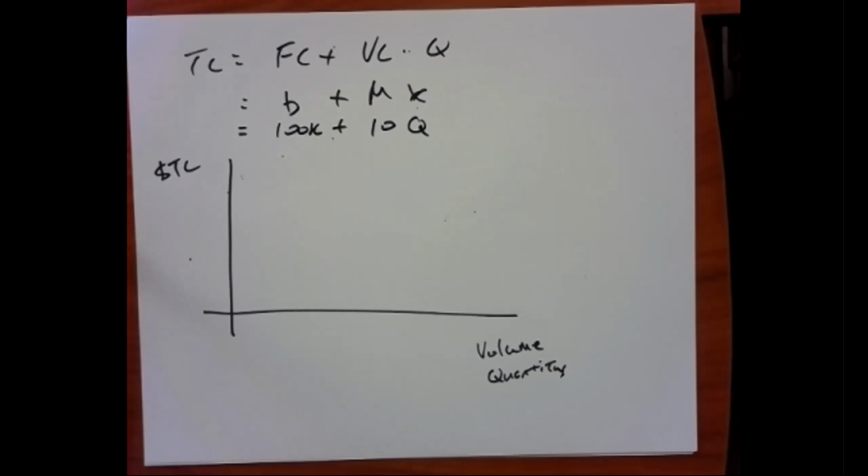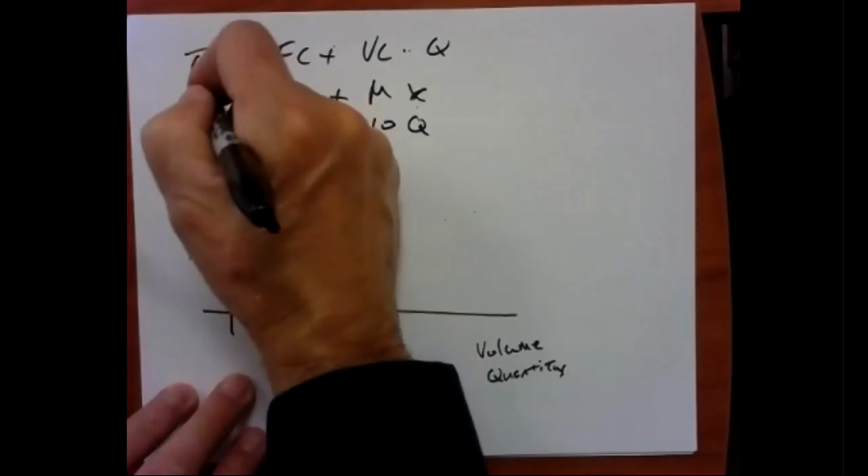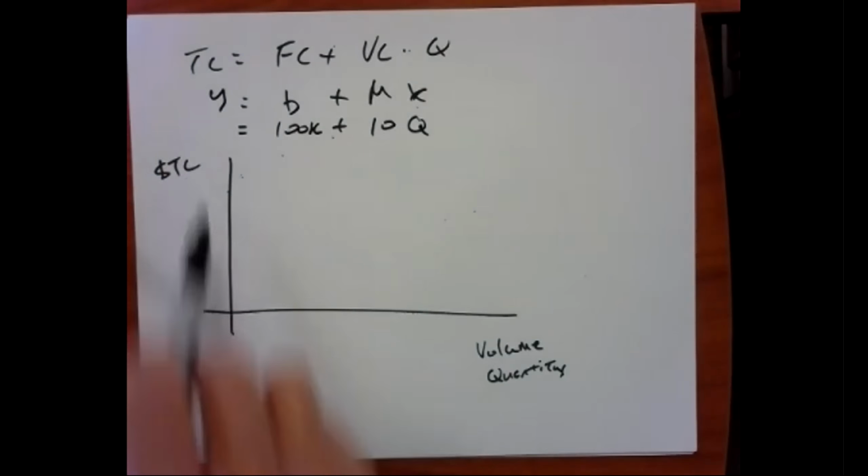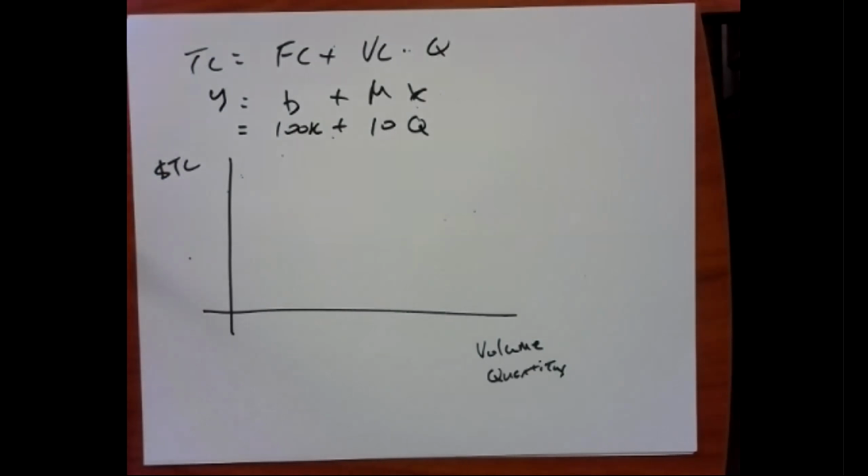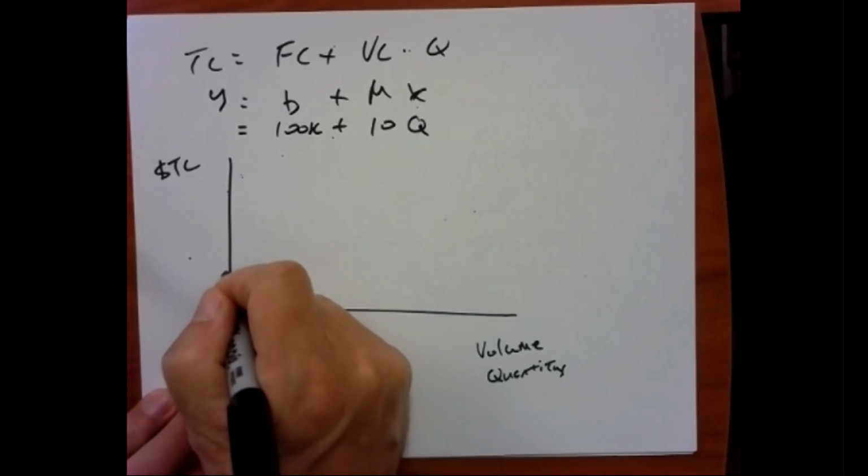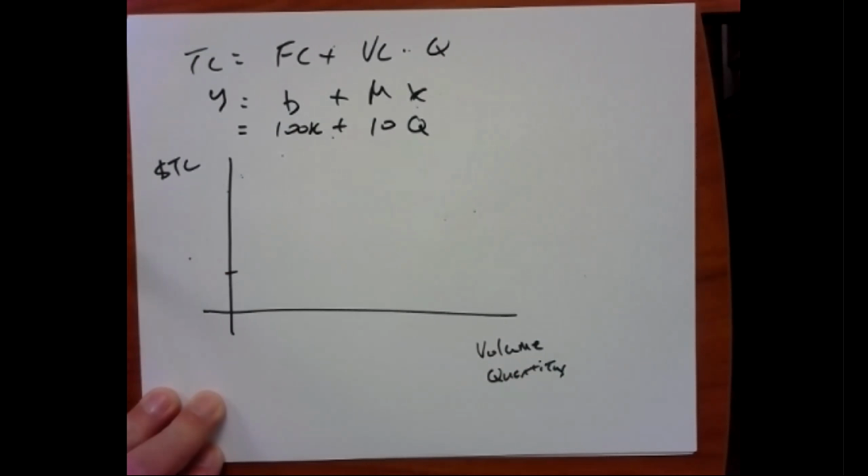Well, if it doesn't jump out at you immediately, plug in numbers, right? This is a good process. So if I get 0, what's my volume, my value? What's my Y value? This is the Y-axis, this is the X-axis, remember that? At 0, how much total cost do I have? 100,000, right?